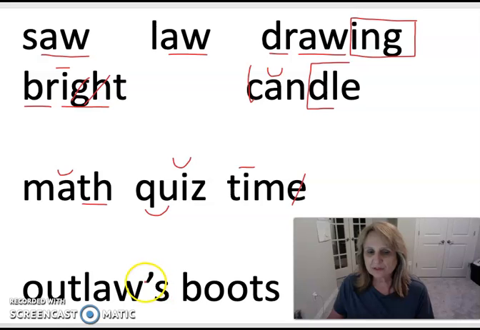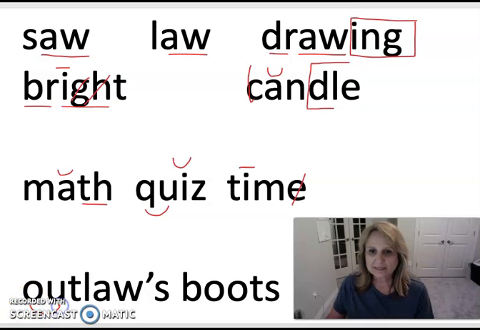Now there's an apostrophe in this word. It is not a contraction. It means that the boots belong to the outlaw. So that's why they have an apostrophe before the S. Outlaws, boots. Would you go ahead and pause the video and write that? Okay, are you ready? Let's check it.